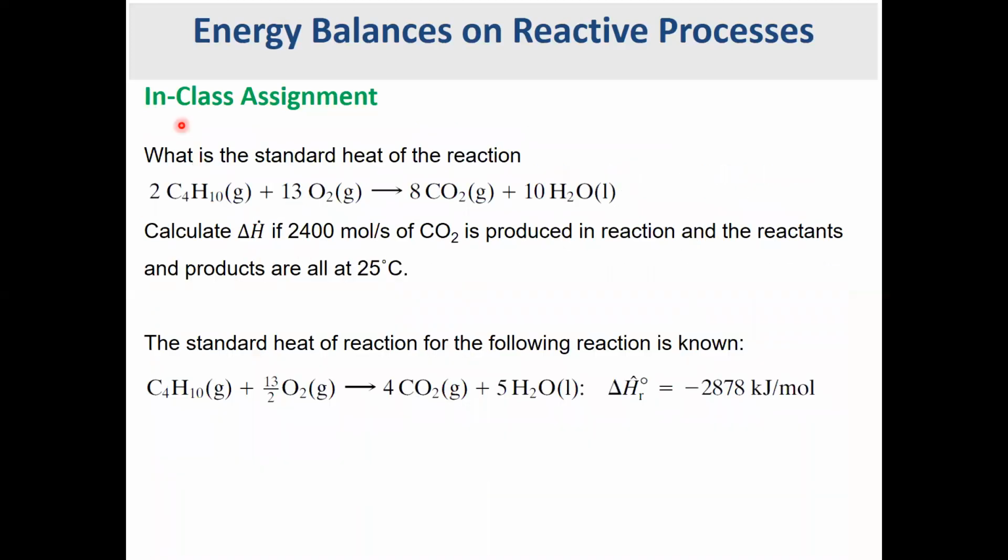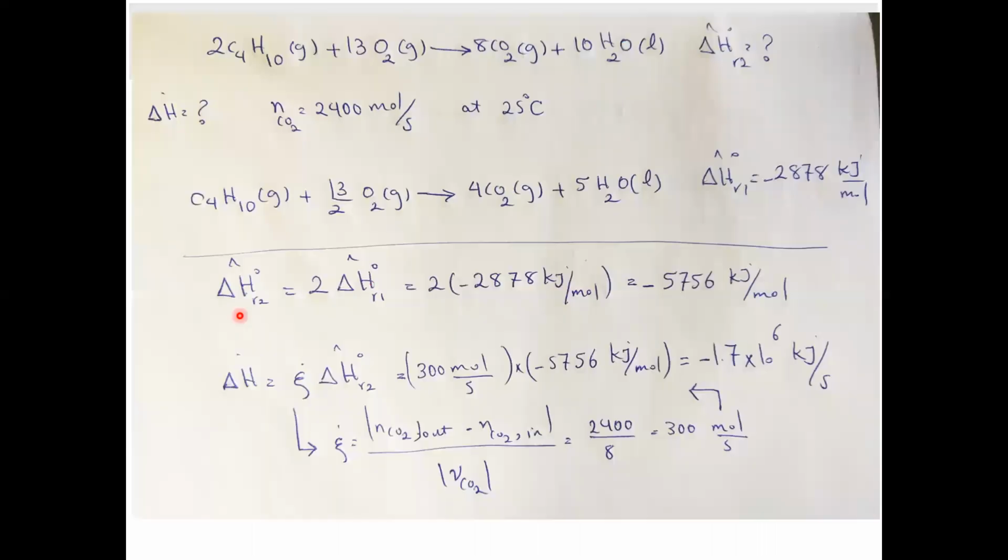In the other example, they give us the process equation. So they give us a reaction here. They ask us to calculate delta H, the rate of enthalpy change, if 2,400 moles per second of CO2 is produced in the reaction and the reactants and products are all at 25 degrees. So we need delta HR, the standard heat of reaction, to be able to calculate delta H at 25 degrees. What we know is the standard heat of reaction of this process. So first of all, we have to compare these two reactions.